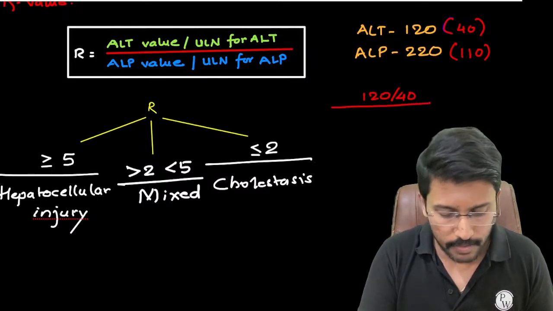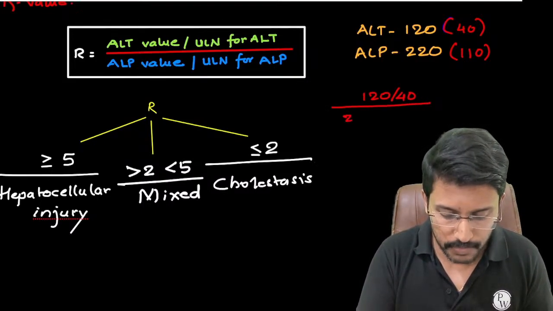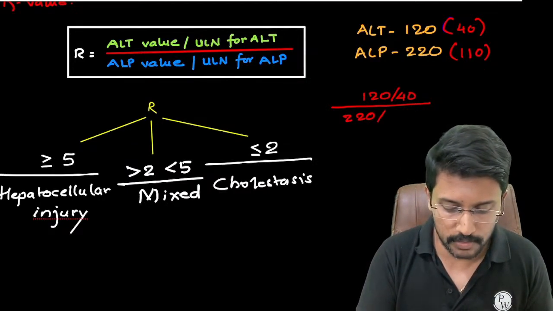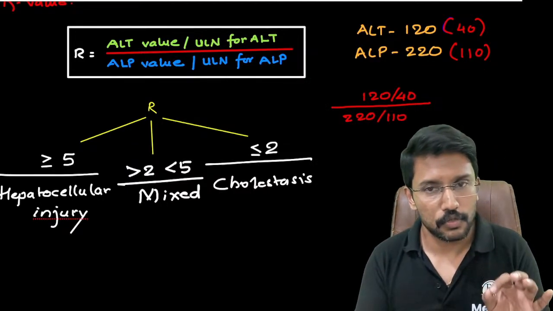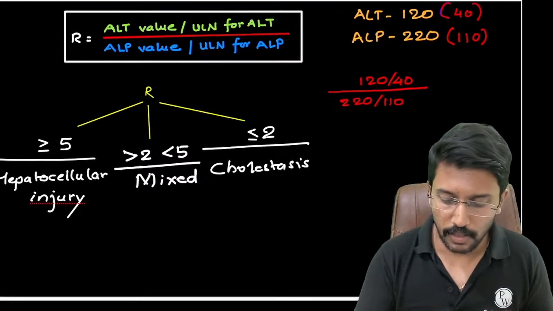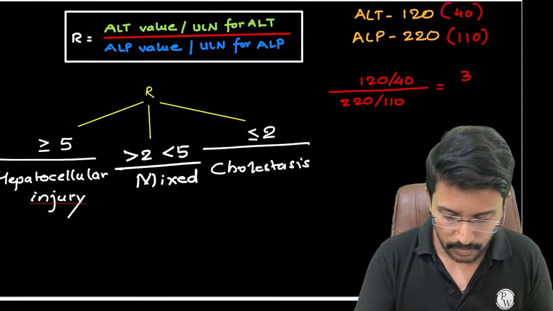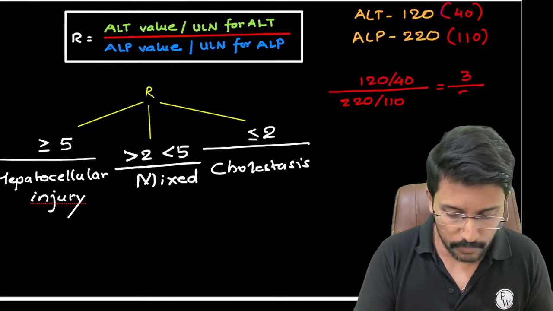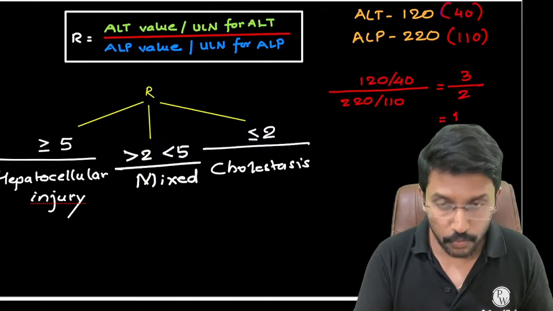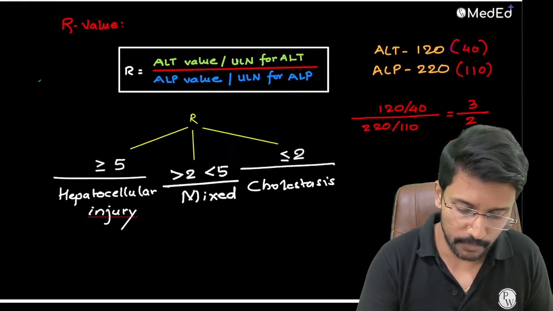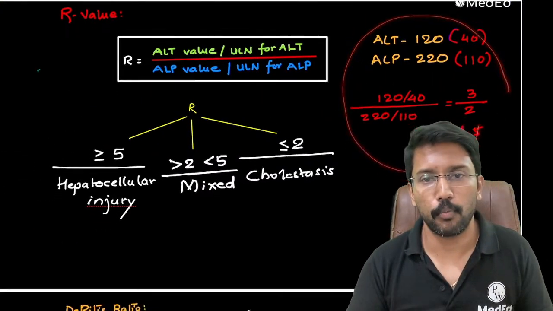This whole thing is divided by the ALP value of the patient, which is 220 in this example that we are talking about, and the upper limit of normal is 110, right? So when we decipher this, we'll get the R value. 120 by 40 becomes 3, 220 by 110 becomes 2, right? 3 by 2 is equal to 1.5. So the R value for this hypothetical LFT that we looked at is 1.5.